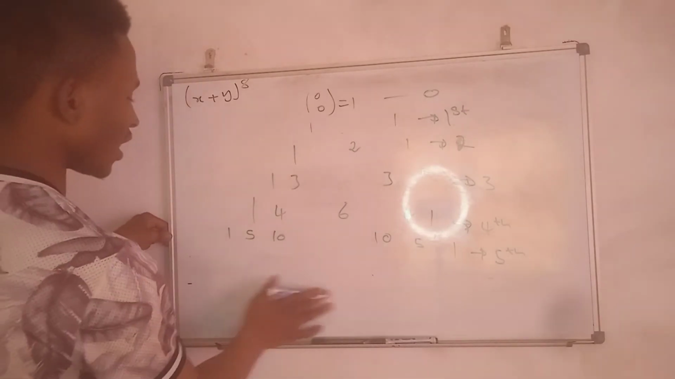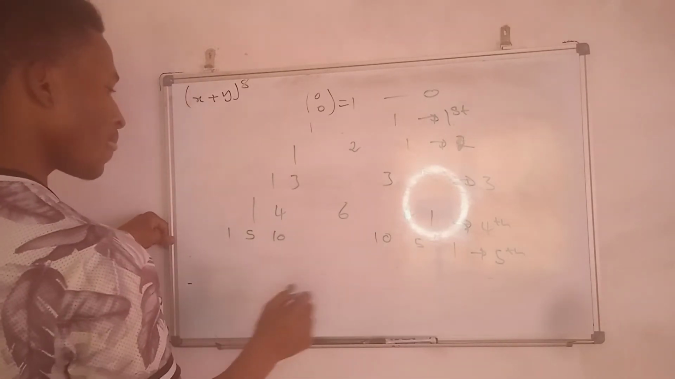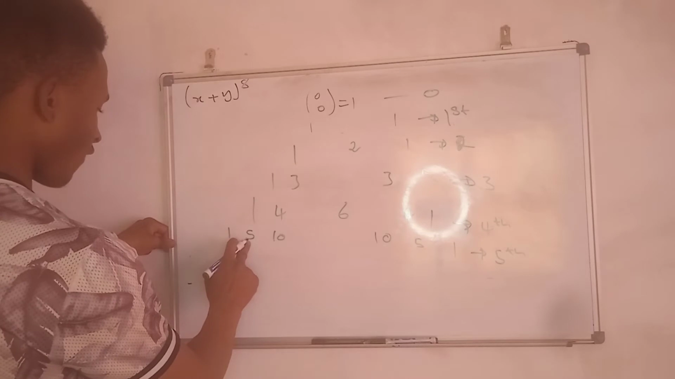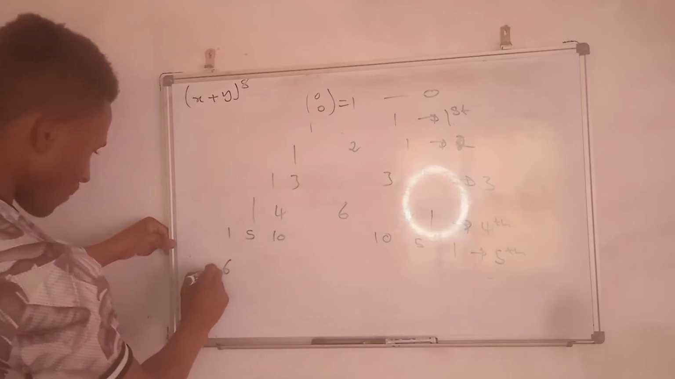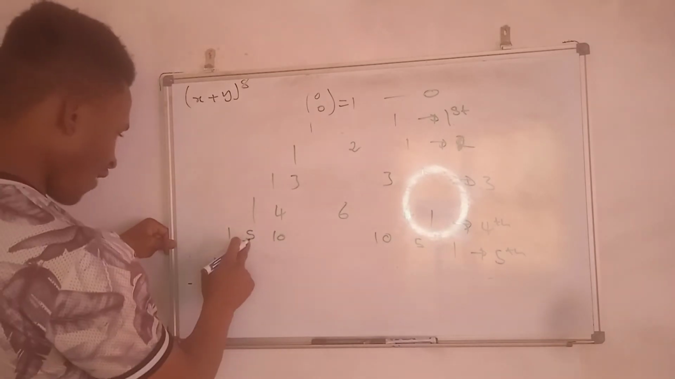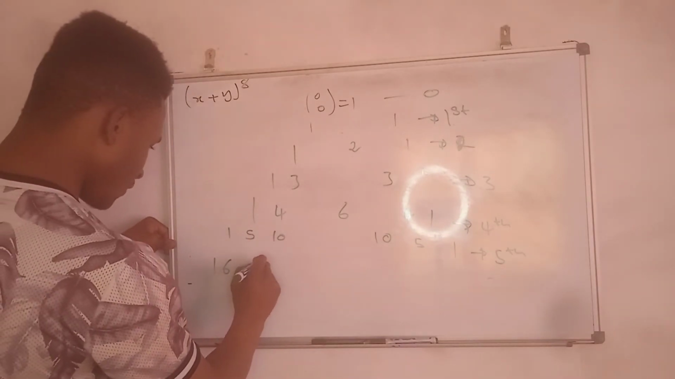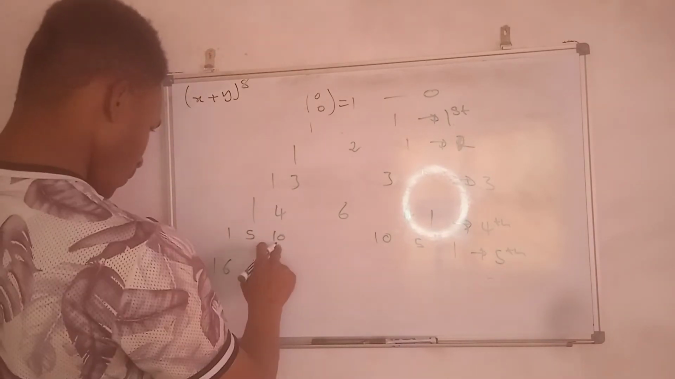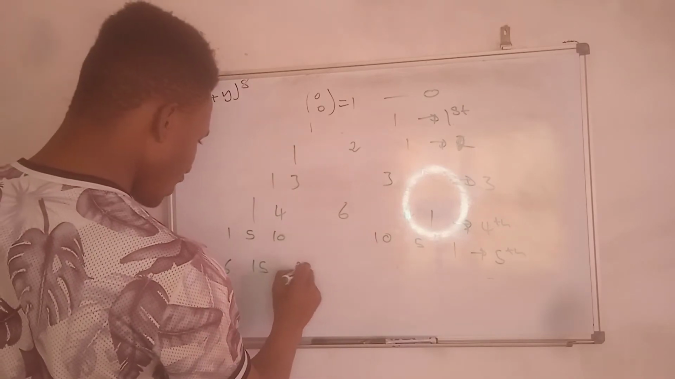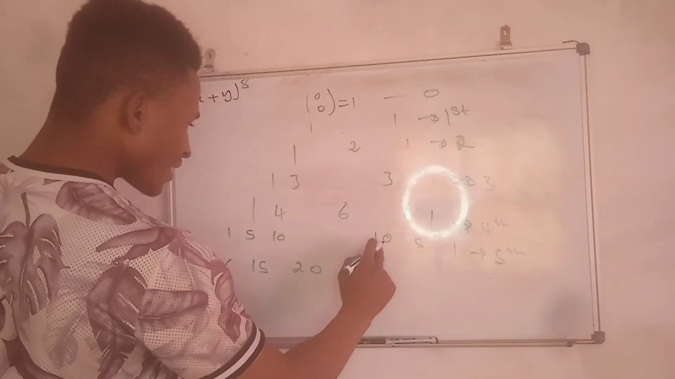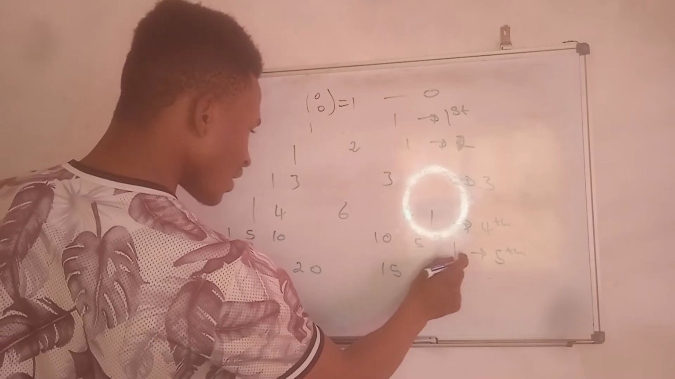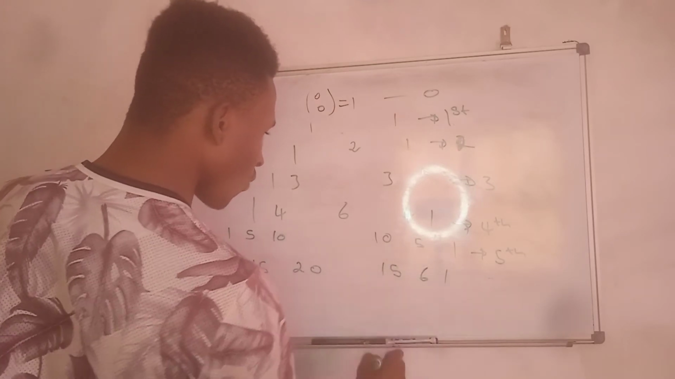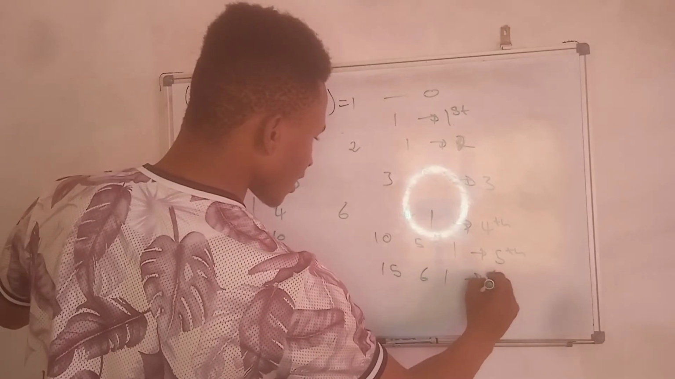Let me take it to the 6th. So 5 plus 1 is going to be 6, but I'm adding 1 this side. 5 plus 10 is going to be 15. 10 plus 10 is going to be 20. 10 plus 5 is going to be 15 again. 5 plus 1 is going to be 6, and I'm adding 1. This is my 6th.